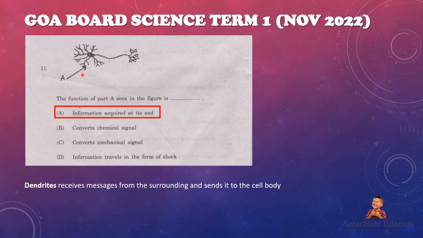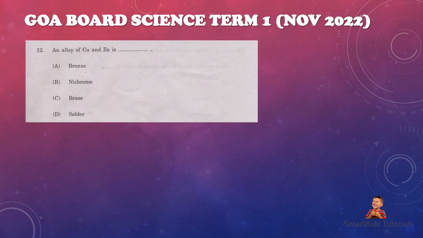So these are basically the dendrites, and dendrites receive messages from the surroundings and send them to the cell body, which is over here. 12th, an alloy of copper and zinc is brass.